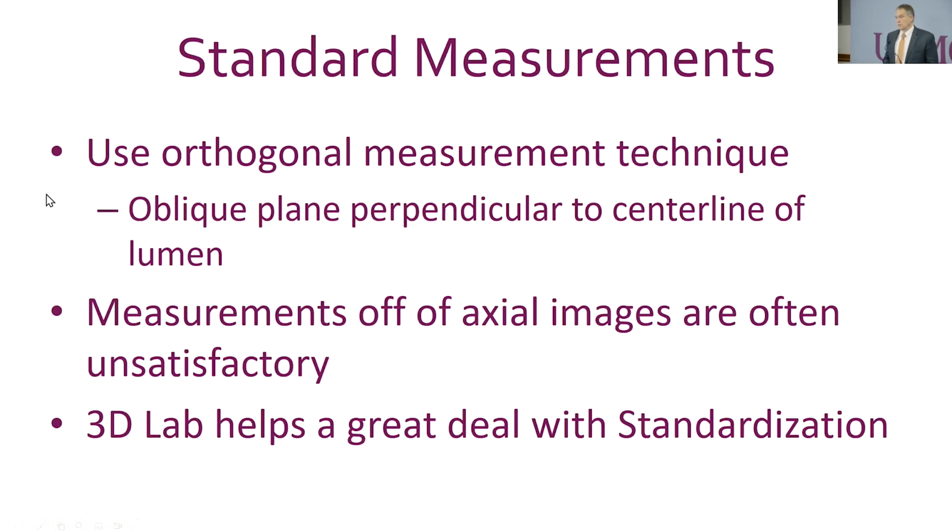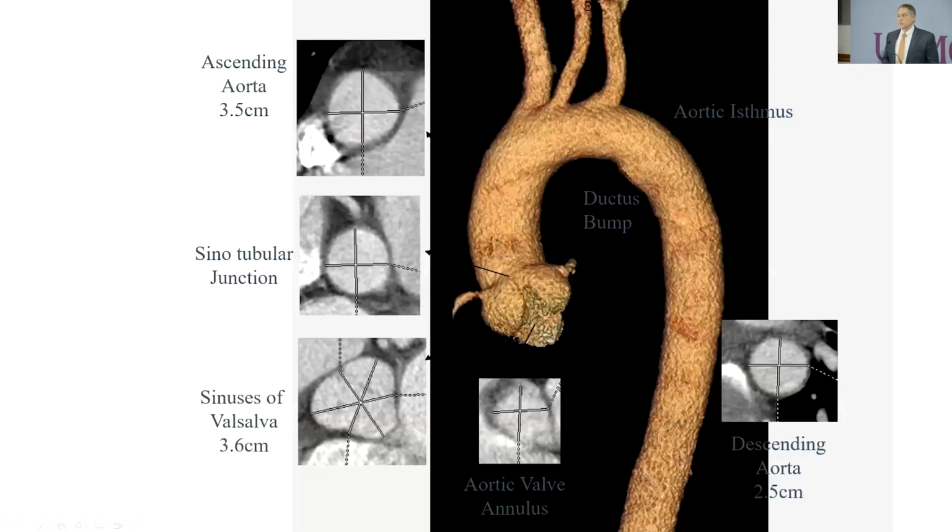And I mentioned it before in terms of gathering clinical history. Our 3D lab is essential in helping with standardization of this process. And we wouldn't be able to support some of the needs of the Thoracic Center without a 3D lab and that uniformity. And generally, our 3D lab will measure the standard areas of the aortic root, arch and descending thoracic aorta on every single case.